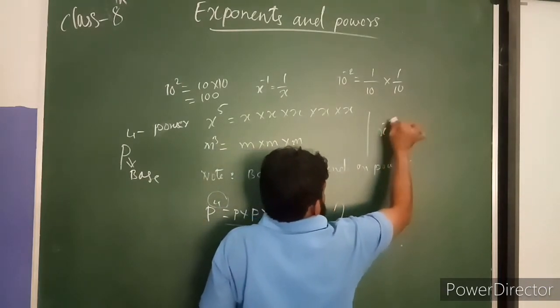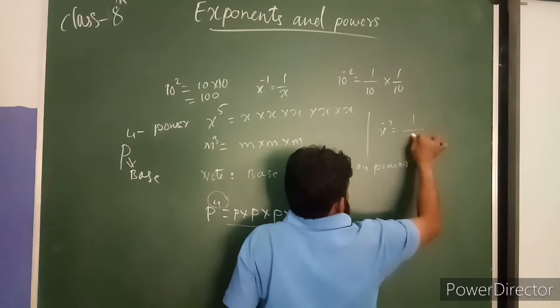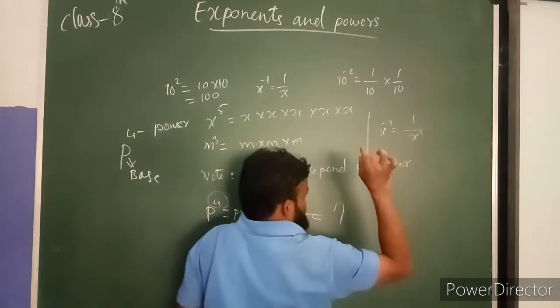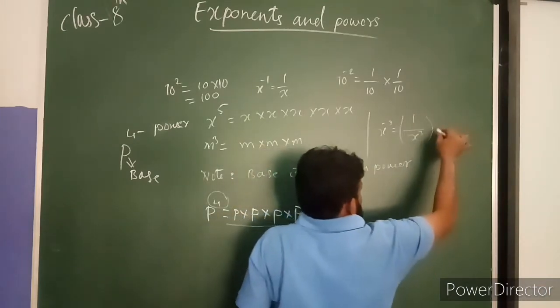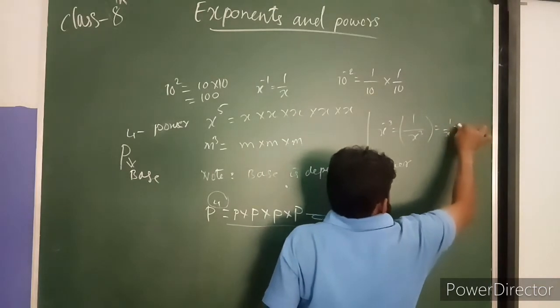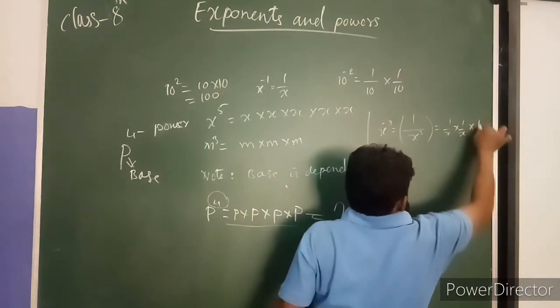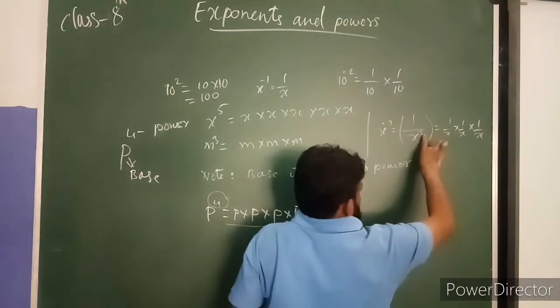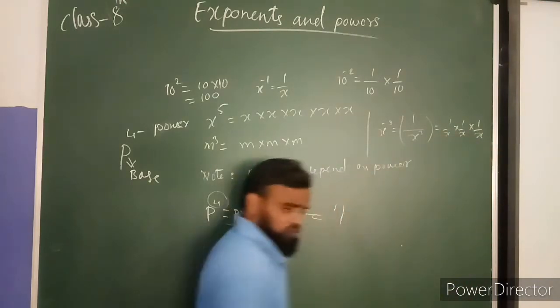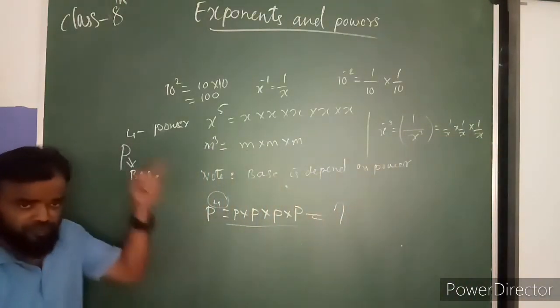See, one more time. x to the power of minus 3. We can write it as 1 divided by x into 1 divided by x into 1 divided by x. x is taken 3 times. Did you understand? Like that, we have to take it.